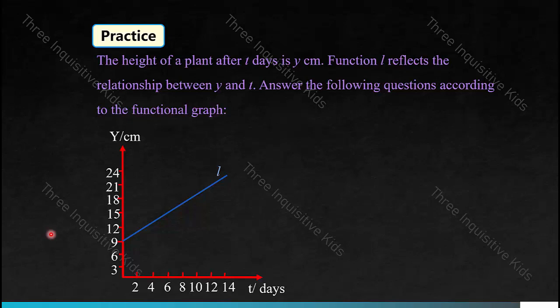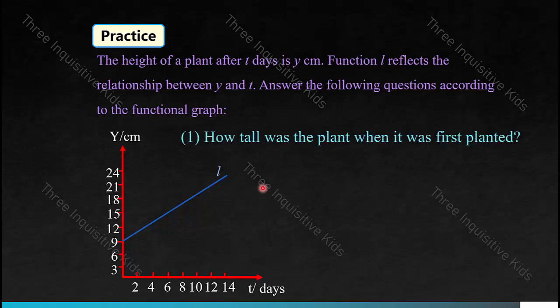Practice. The height of a plant after t days is y centimeters. I should say after t days after the day it was planted. Function L reflects the relationship between y and t. Answer the following questions according to this functional graph.